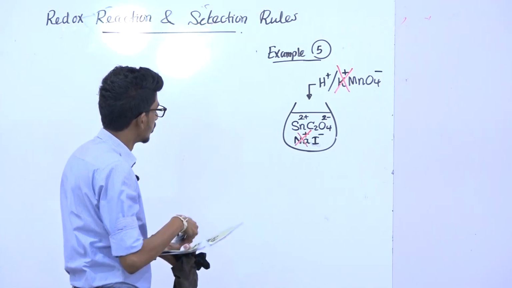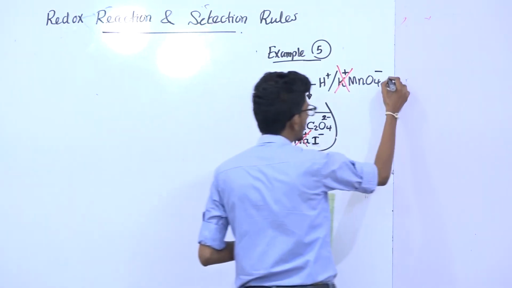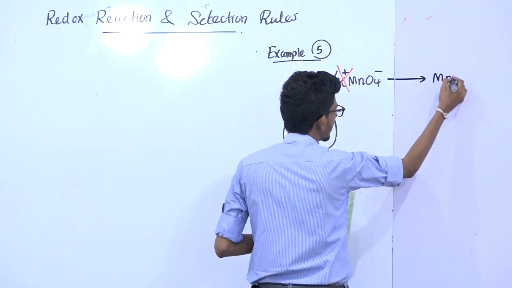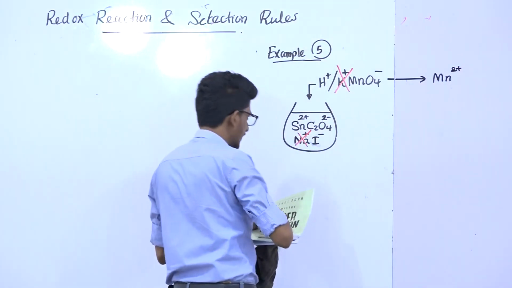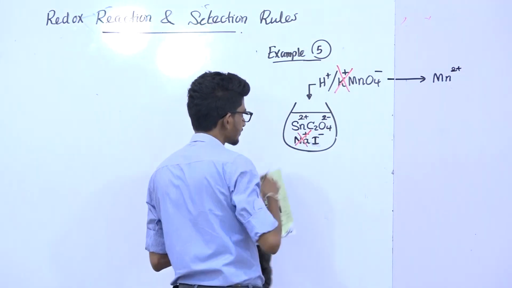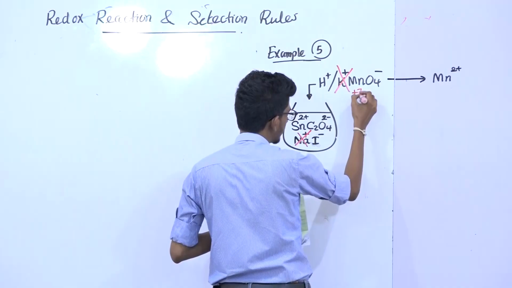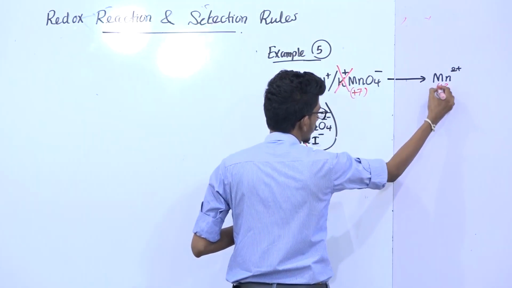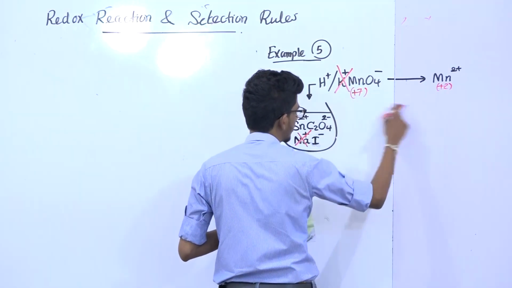Let's see. So MnO4 minus in acidic medium always tends to go towards Mn2 plus. That process is referred to as, see, this plus 7, this plus 2. So reduction of the oxidation state, that is reduction.